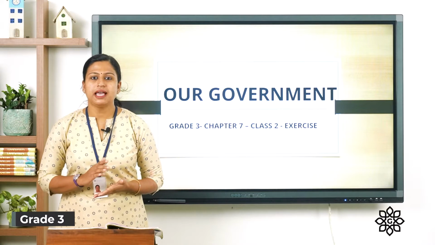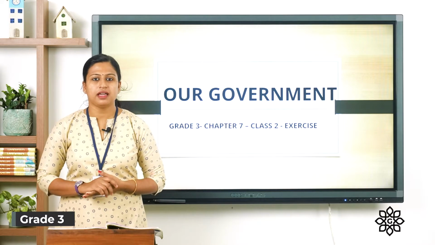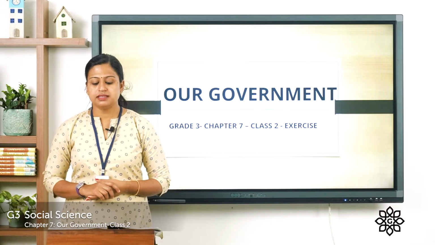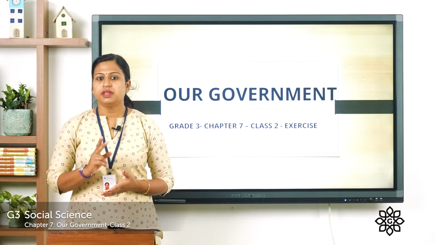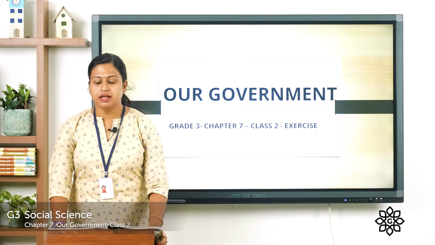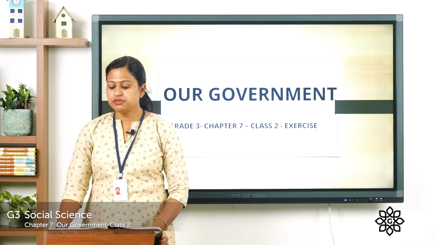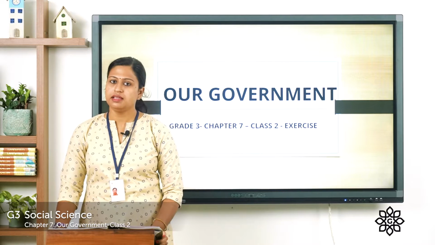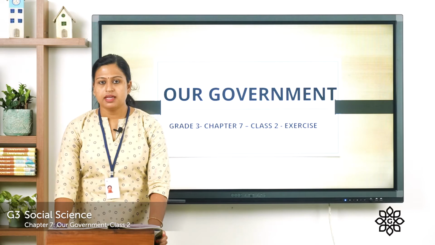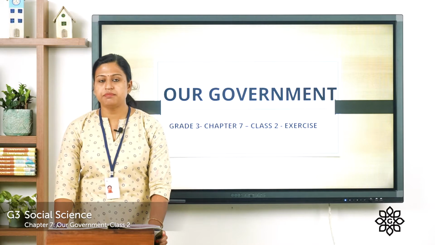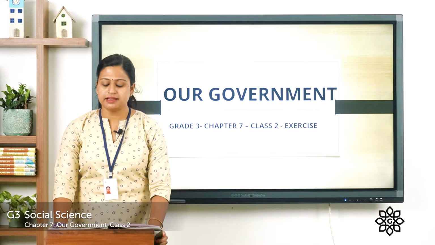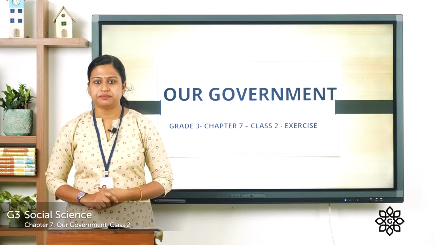Today we are going to do the exercise of chapter number 7, that is our government. On page number 51 you can see the checkpoint, and there are two fill in the blanks. The first one is: a group of people that makes laws and manages a country is known as the dash. So you have to fill in the correct answer there. Second one is: dash is the branch of government which makes law. So you have to write the answer there in the blank.